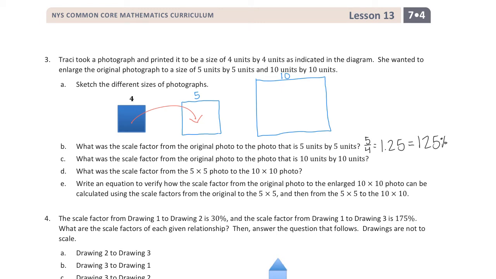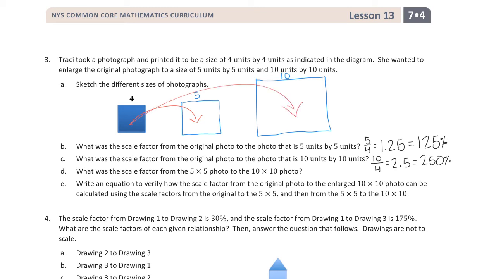Now let's do C. What was the scale factor from the original photo to the photo that is 10 by 10 units? Well, now when we go to the 10 by 10 units, we're going to have 10 over 4. Go ahead and calculate this in your calculator. We're going to get 2.5. And when we get this as a percent, it's going to be 250%. So we just did this one.